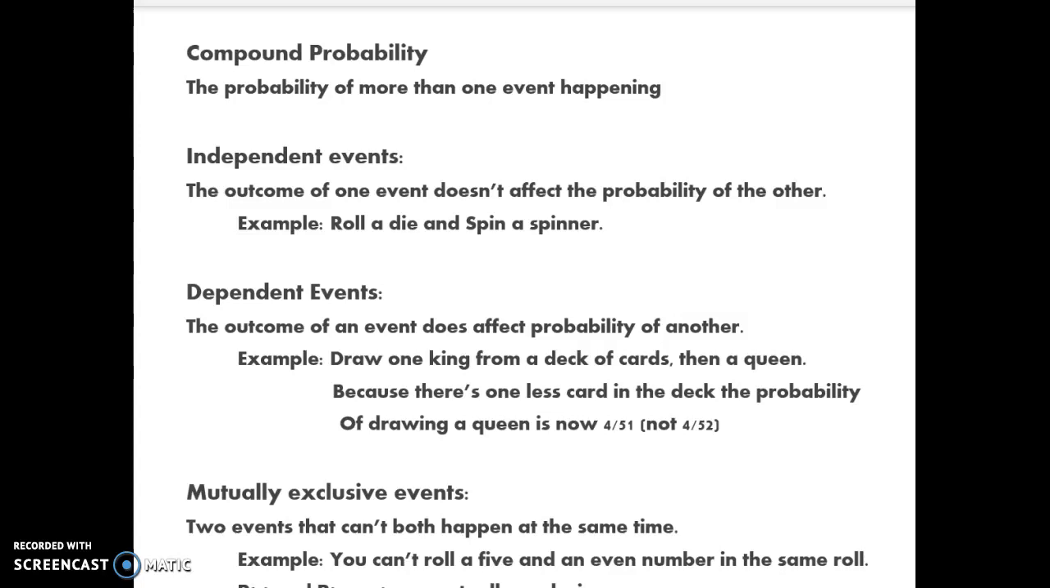Dependent events: the outcome of one event does affect the probability of another. So for example, we draw one king from a deck of cards. Well, the probability of drawing a king from a standard 52 card deck is 4 out of 52, or 1 out of 13. The probability of drawing a queen is exactly the same, but the probability of drawing a king and then a queen are dependent events because the probability of drawing a queen, if you've already drawn a king, is different. There are only 51 cards left in the deck.